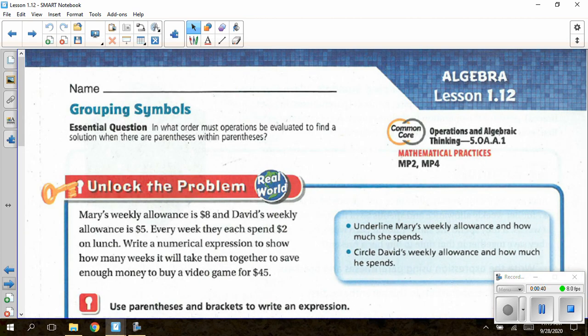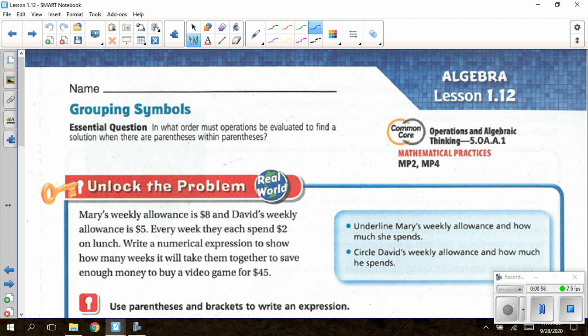So on page 73, the essential question is asking, in what order must operations be evaluated to find a solution when there are parentheses within parentheses? So like I said, we will have more than one set of grouping symbols within each expression.